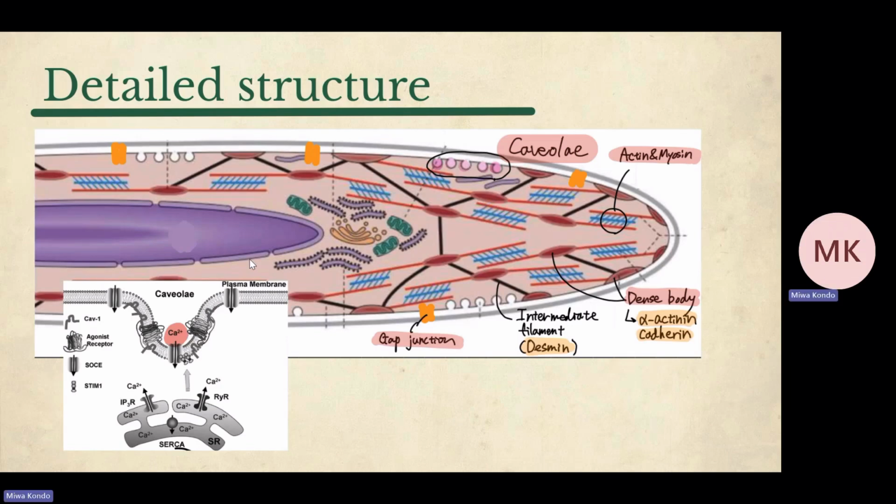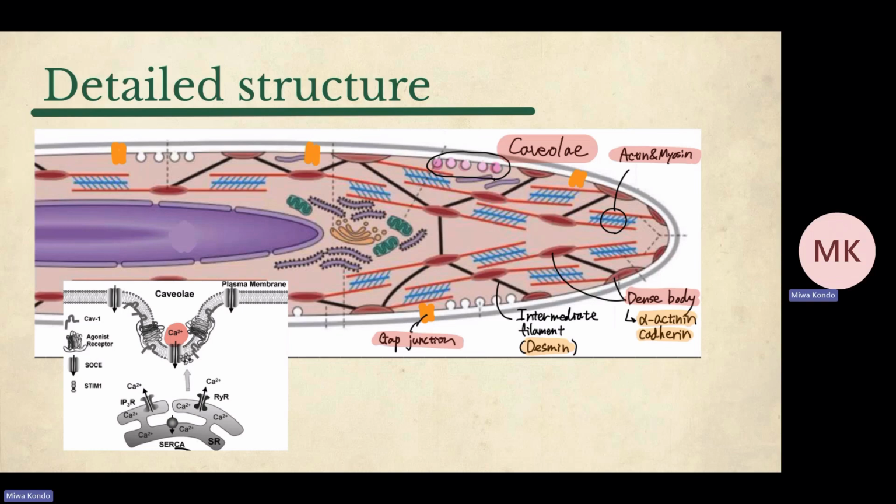Let's take a closer look at the structure of smooth muscle cells. As I mentioned earlier, we have caveolae acting like T-tubules. The cells contain actin and myosin, similar to other muscle types, but in smooth muscle, the thin filaments insert into structures called dense bodies. Dense bodies contain alpha-actinin, which functions similarly to the Z lines in a sarcomere.